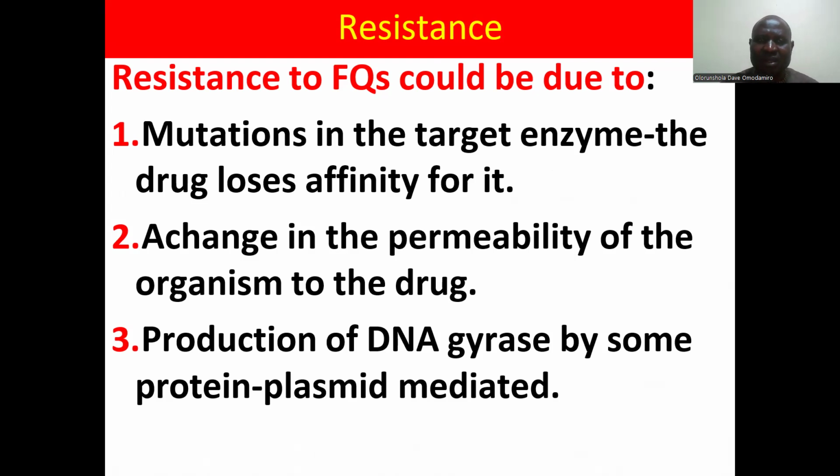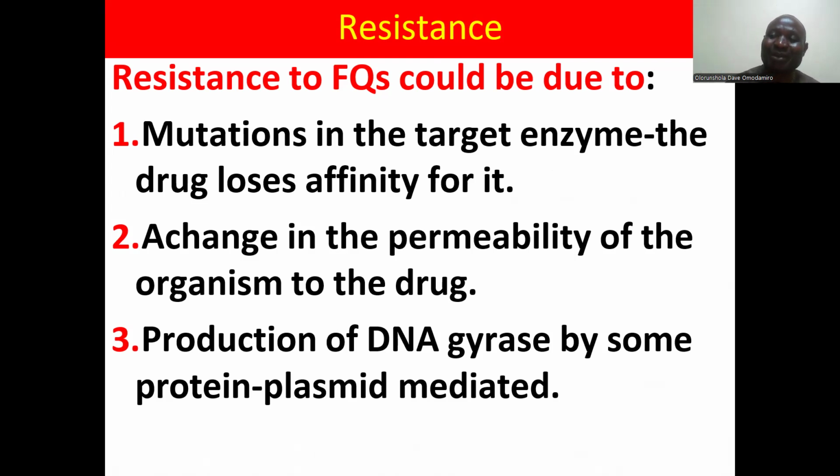If the organism develops a resistance gene that produces an enzyme that has lost affinity for this drug, then certainly it will not be able to kill the bacteria. Number two, through a change in permeability of the organism to the drug. The cell membrane may not allow the drug to penetrate, then of course it will not work. And number three, production of DNA gyrase protection by plasmid-mediated resistance.